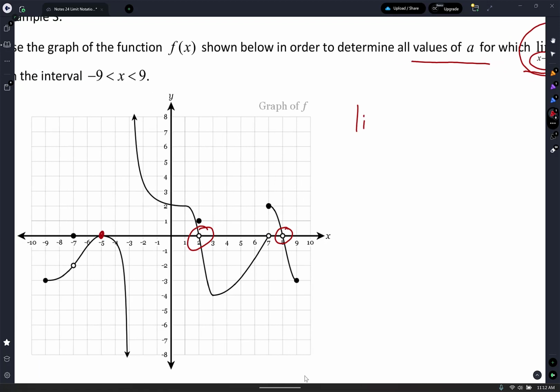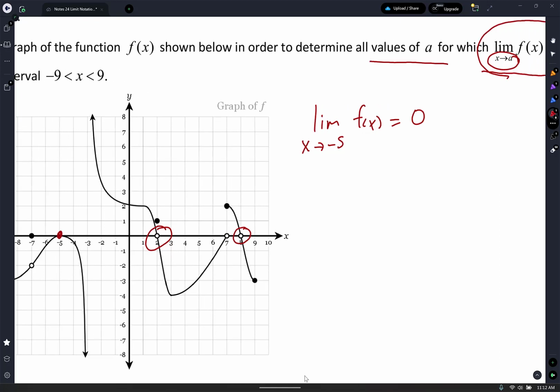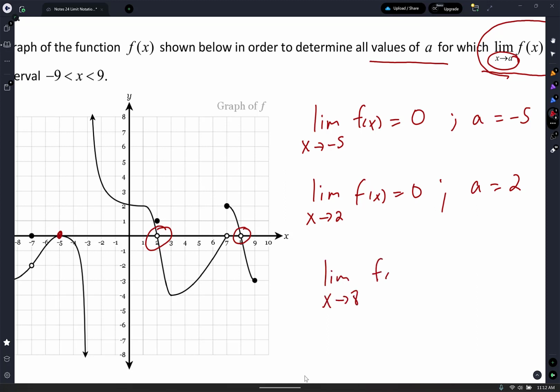Here it is. I'm going to write them. Limit as x approaches -5 of this function, we would call that a 0. If I approach from the left, it's 0. If I approach from the right, it's 0. So from there, you can say that a equals -5. Limit as x approaches 2 of this function is 0. So I would say that a equals 2. Limit as x approaches 8 of this function also equals 0. So I would say that a equals 8.